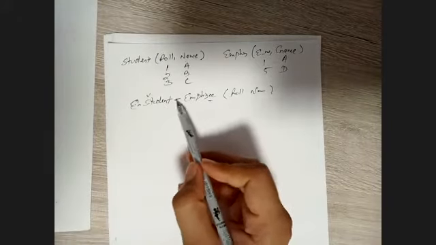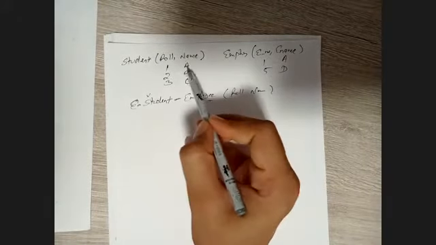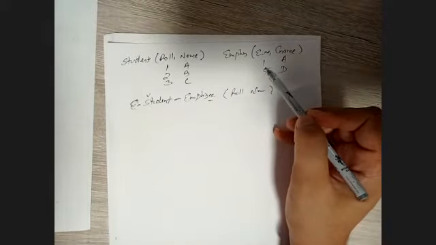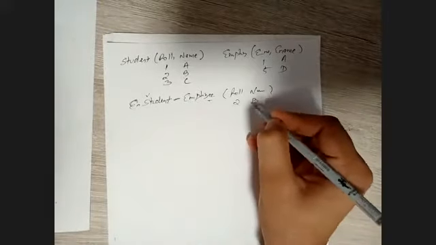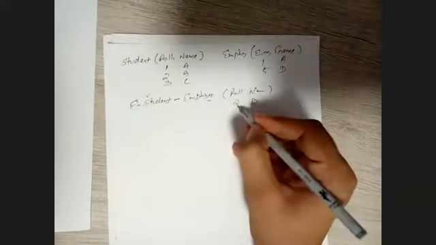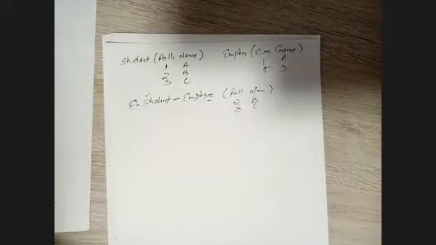So student difference employee. 1A is present in student. Is this present in employee as well? Yes, so we will not include it. 2B is here. Is it there? No. So 2B. 3C is there. Is it there? No. So 3C. In this way, we can find this one here.